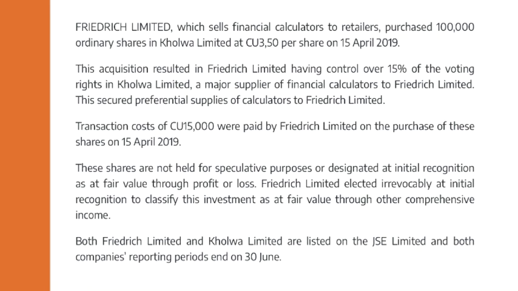Friedrich Limited elected irrevocably at initial recognition to classify this investment as at fair value through OCI. This election has to happen initially at initial recognition, and it is irrevocable, which means it cannot be changed. You have elected this category and you cannot elect out of that category again. Both Friedrich Limited and Colwa Limited are listed on the JSE. Both companies' reporting periods end on 30 June.